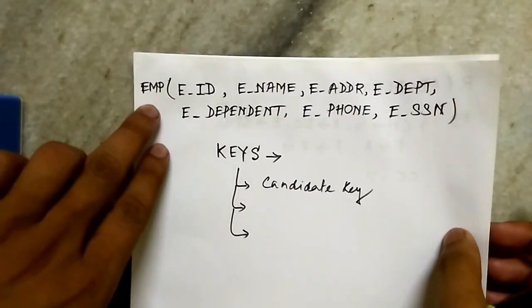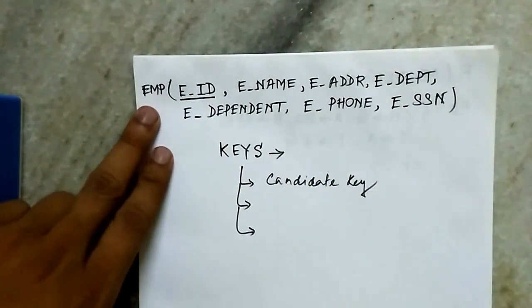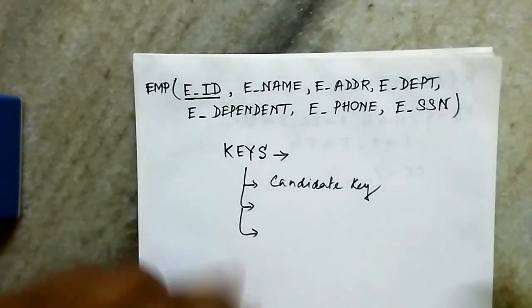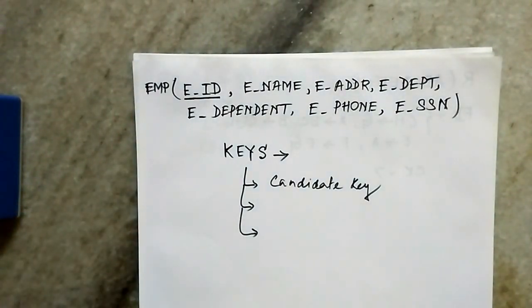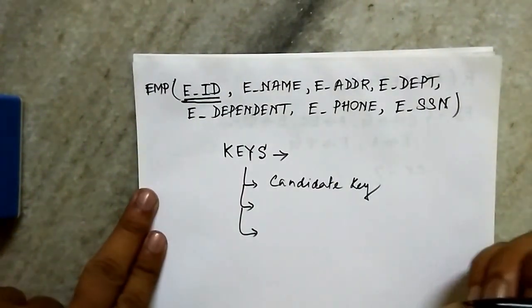Example, in this table Employee, the employee ID is said to be a candidate key. That is, for a given employee ID like 101, we can uniquely identify an employee, his address, his department, his dependent, his phone number, his social security number, etc. So for a given attribute, if we can determine all his data, this is called a candidate key. So here employee ID can work as a candidate key.